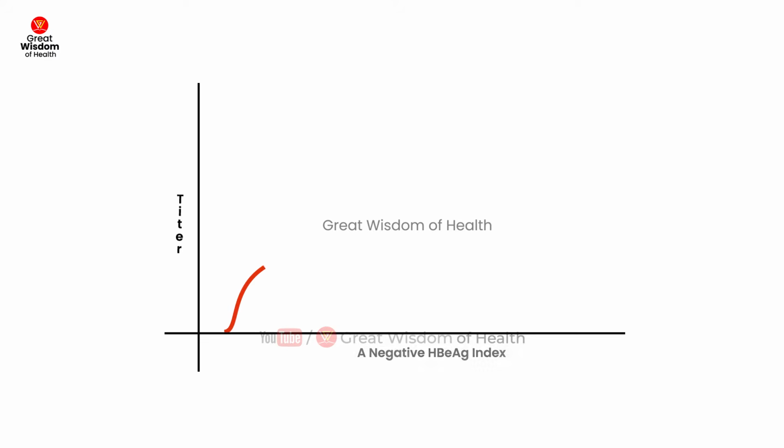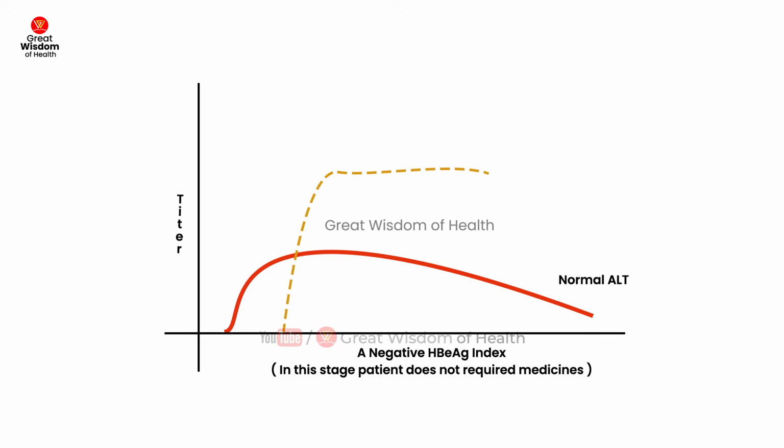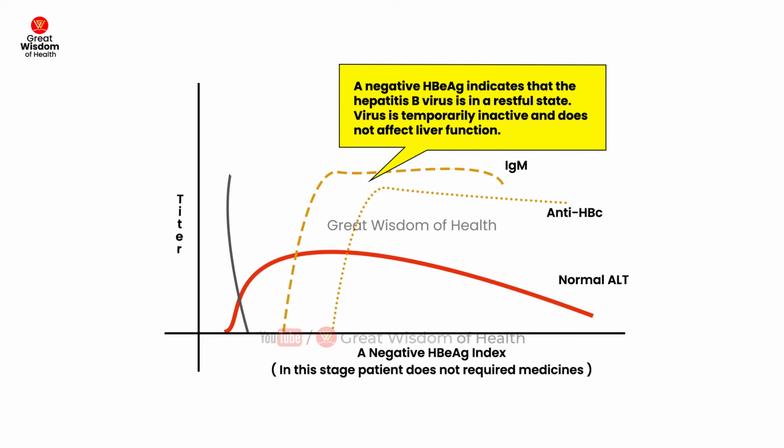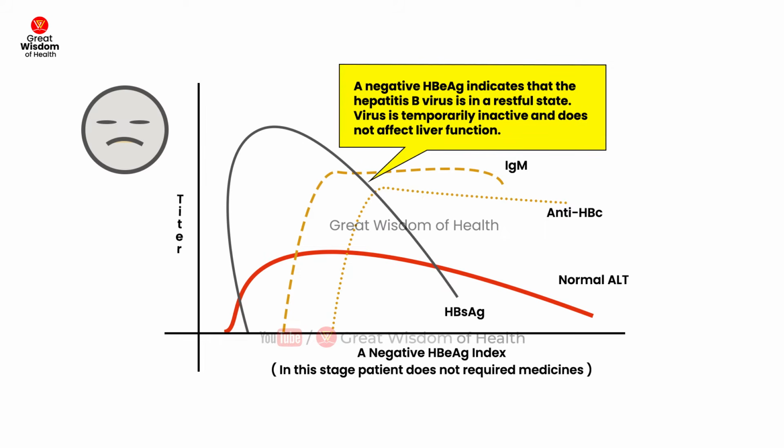Case study 2. A negative HBeAg indicates that the hepatitis B virus is in a restful state. This virus is temporarily inactive and does not affect liver function, so the patient does not have to take medicines to treat hepatitis B, but still needs regular checkups every 3 months to be proactive in preventing hepatitis B with appropriate treatment.